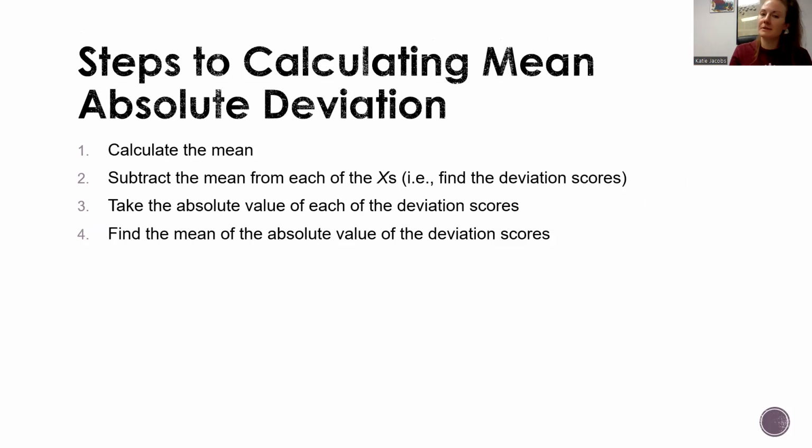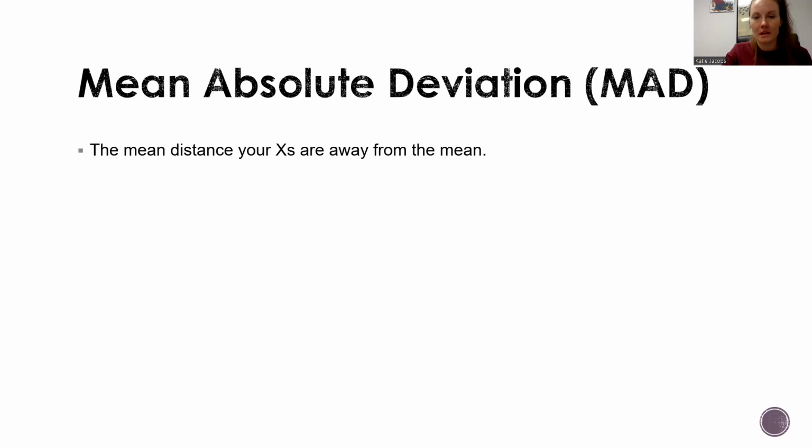All right, so the steps to calculating our mean absolute deviation: you calculate the mean of your data set. You take each x minus the mean to find our deviation scores for every x. You take the absolute value for each of our deviation scores, and then you find the mean of the absolute value of our deviation scores. That's exactly what you need to do. Okay, so again, the mean absolute deviation is the mean distance your x's are away from the mean.